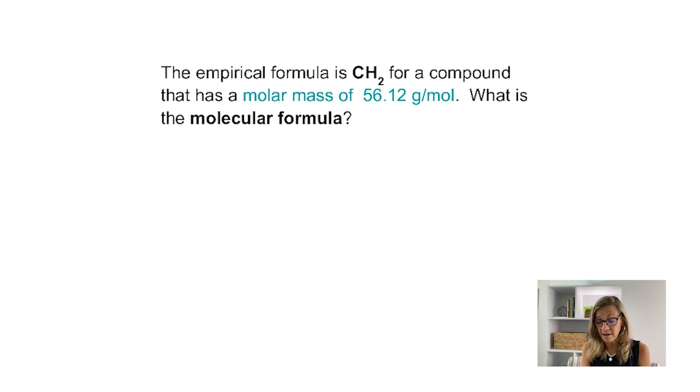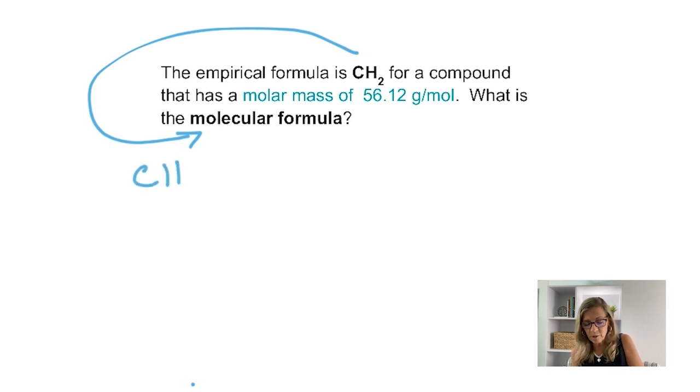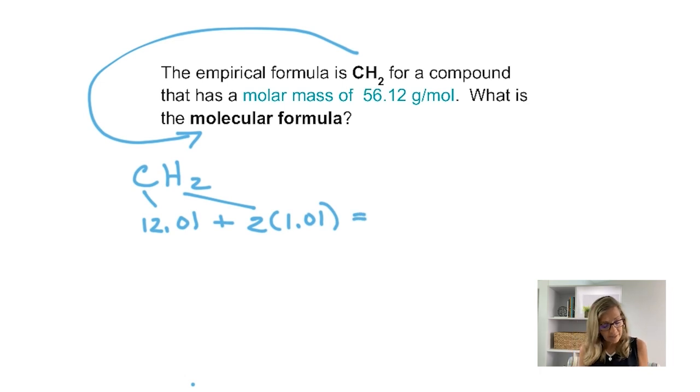The empirical formula of a compound is CH2. It's got a molar mass of 56. What is the molecular formula? Well, I know it's going to be some multiple of that number, right? So let's first find the molar mass of CH2. Well, 1 carbon is 12 grams, and then 2 hydrogens, each one is 1.01, is going to give me 14.03 grams.